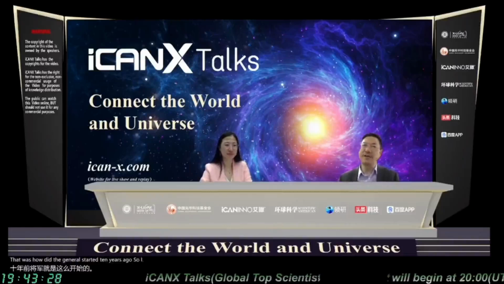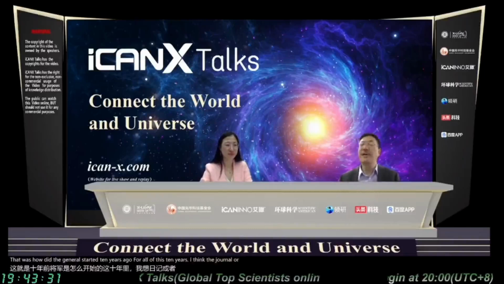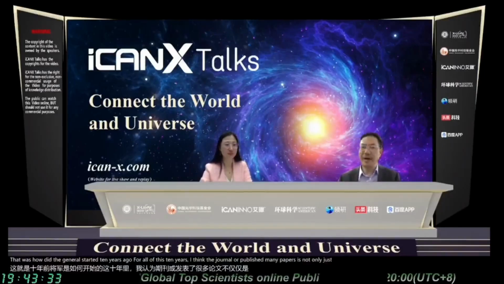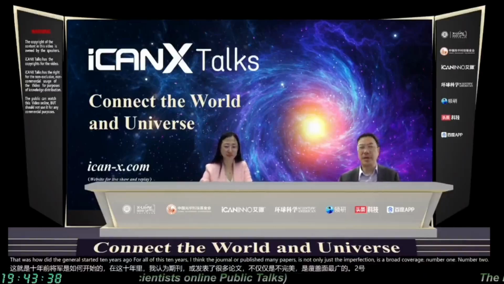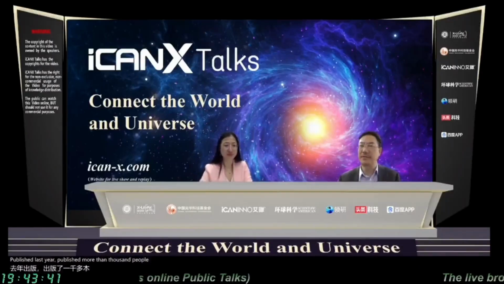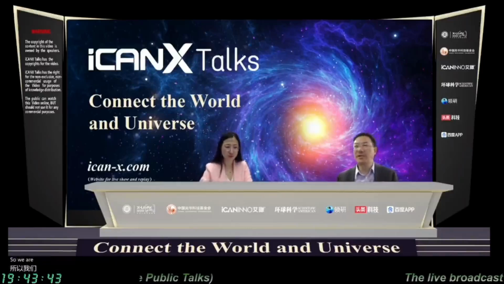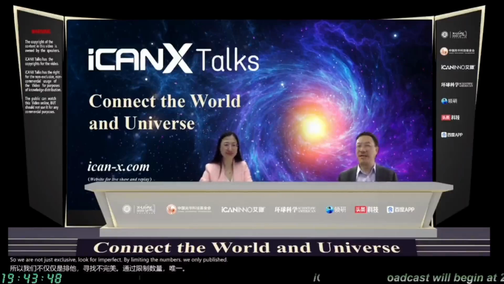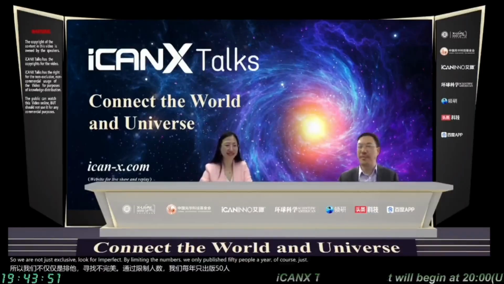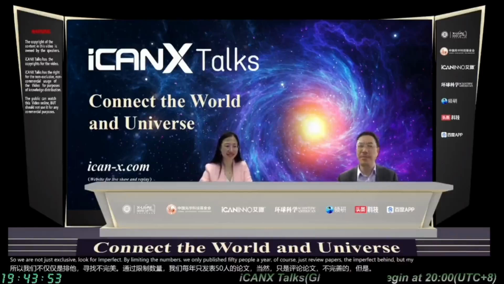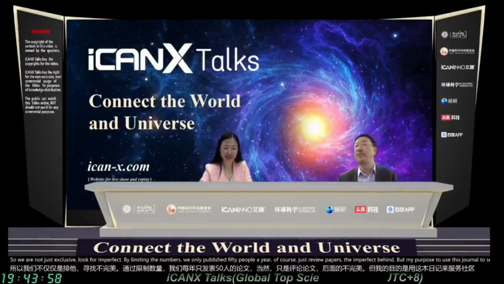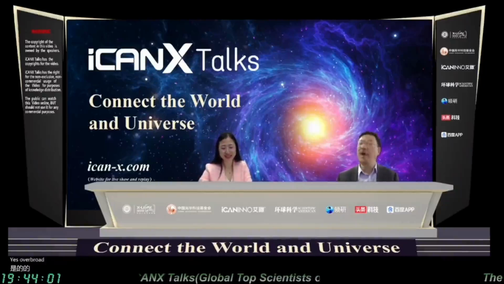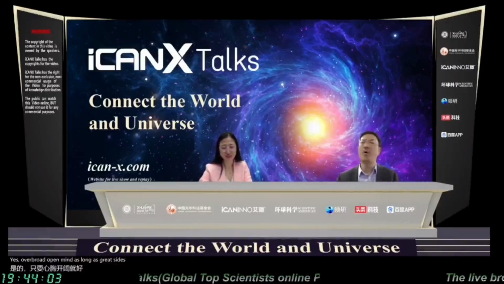After these 10 years, the journal has published many papers. It's not only just the impact factor, it's a broad coverage, number one. Number two, last year we published more than 1,000 papers. So we are not exclusively looking for impact factor by limiting the numbers. If we only published 50 papers a year, of course, just review papers, the impact factor would be high. But my purpose is to use this journal to serve the community broadly, with an open mind. As long as it's great science, we welcome it.